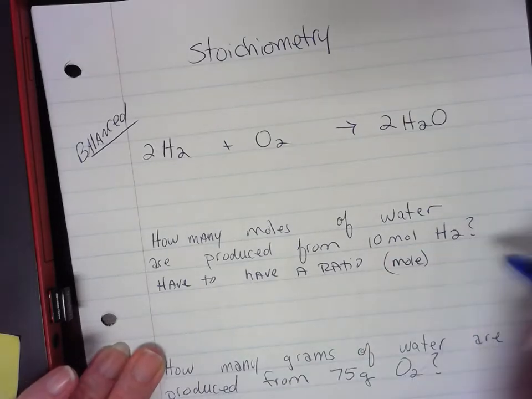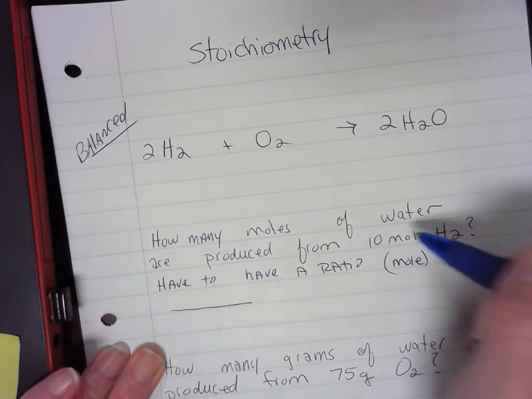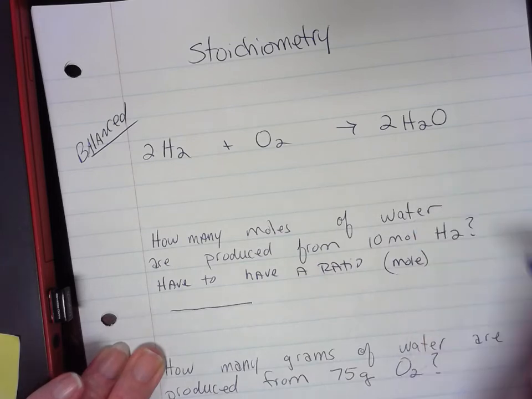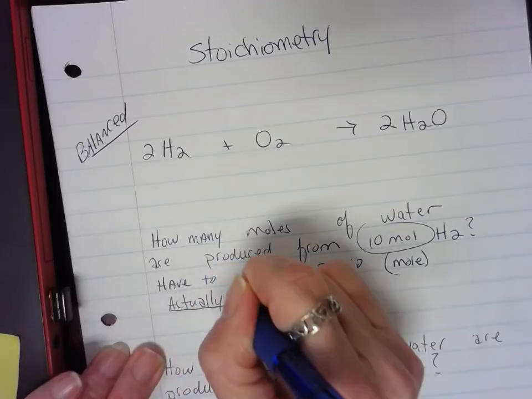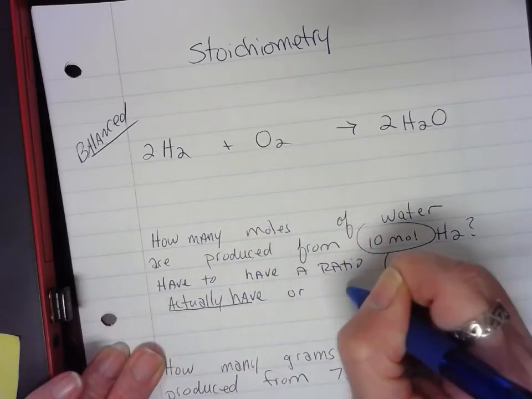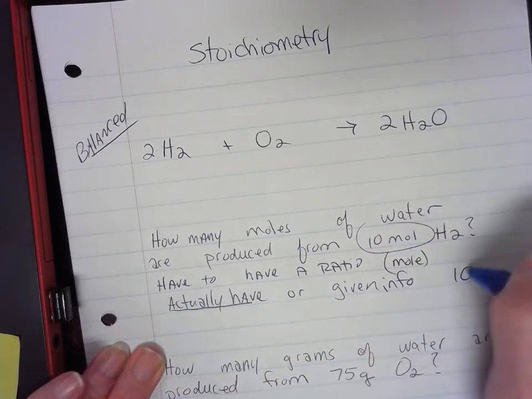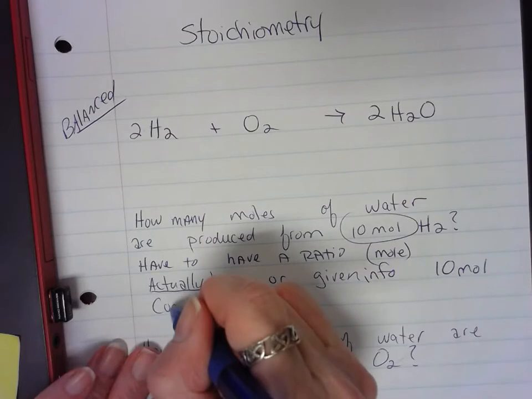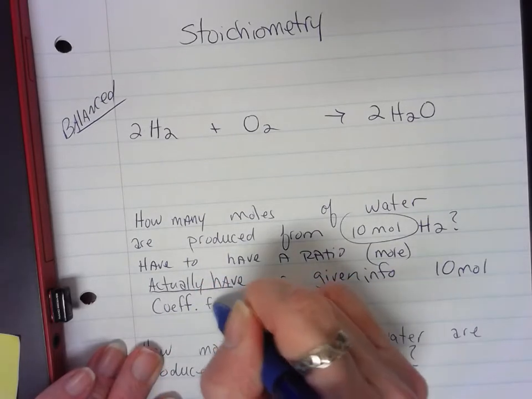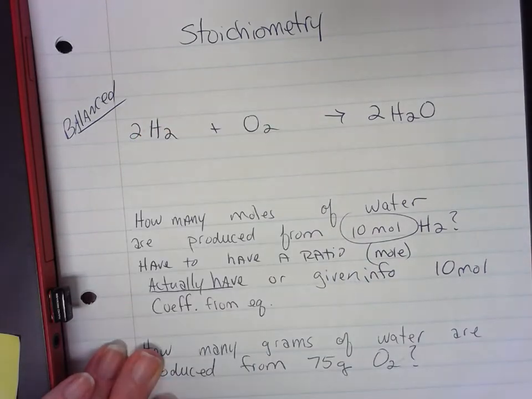The way you get your ratio is the number on the top is your given information in your problem. That's what you actually have, but that goes on top. So the 10 moles go on top, and then the number on the bottom is your coefficient from the equation. The coefficient in front of our hydrogen is 2. So the number on the bottom is 2.